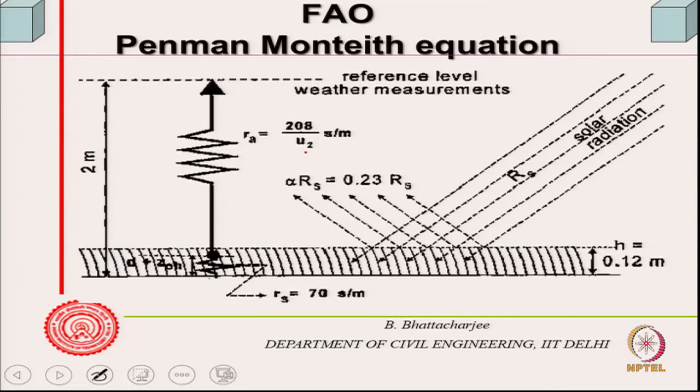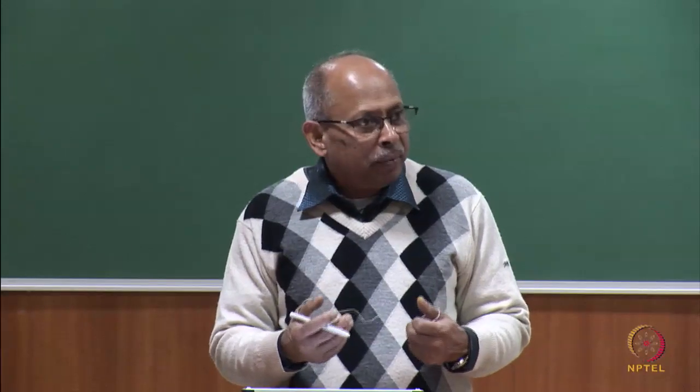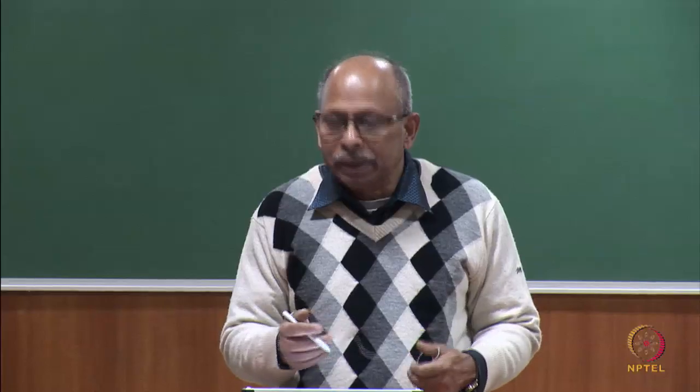Something like this. I have this height of the crop, grass, 12 centimeter. Solar radiation falls onto it, and this is the albedo. Part of it goes out. So, this is what is falling, solar radiation is falling onto it. Now, there is evaporation occurring from here. So, there is a resistance offered, which is in 1 over velocity term. So, velocity is meter cube per meter square. Velocity is nothing but flow per unit area, right. So, 1 over that flow is the resistance, that is what we are talking of.